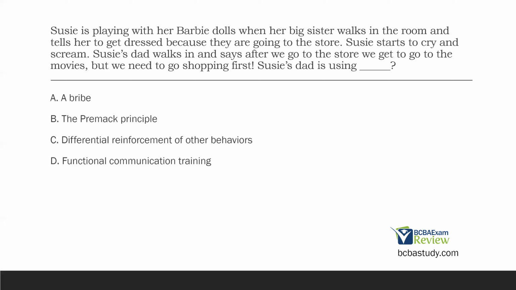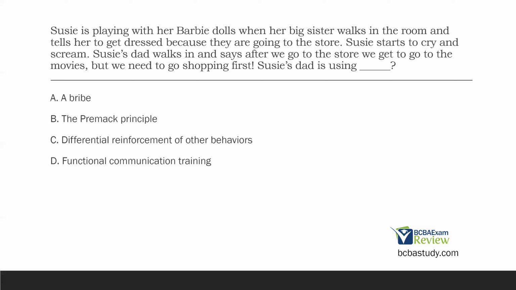So if Susie's dad says, hey, first we need to go shopping, and then we're going to go to the store, and then we're going to go to the movies, what do you start thinking? Well, I start thinking contingency. I start thinking Premack principle, right? Premack principle, using the opportunity to do something as a reinforcer for something that is less likely to occur. So these are the terms that are coming to my mind.